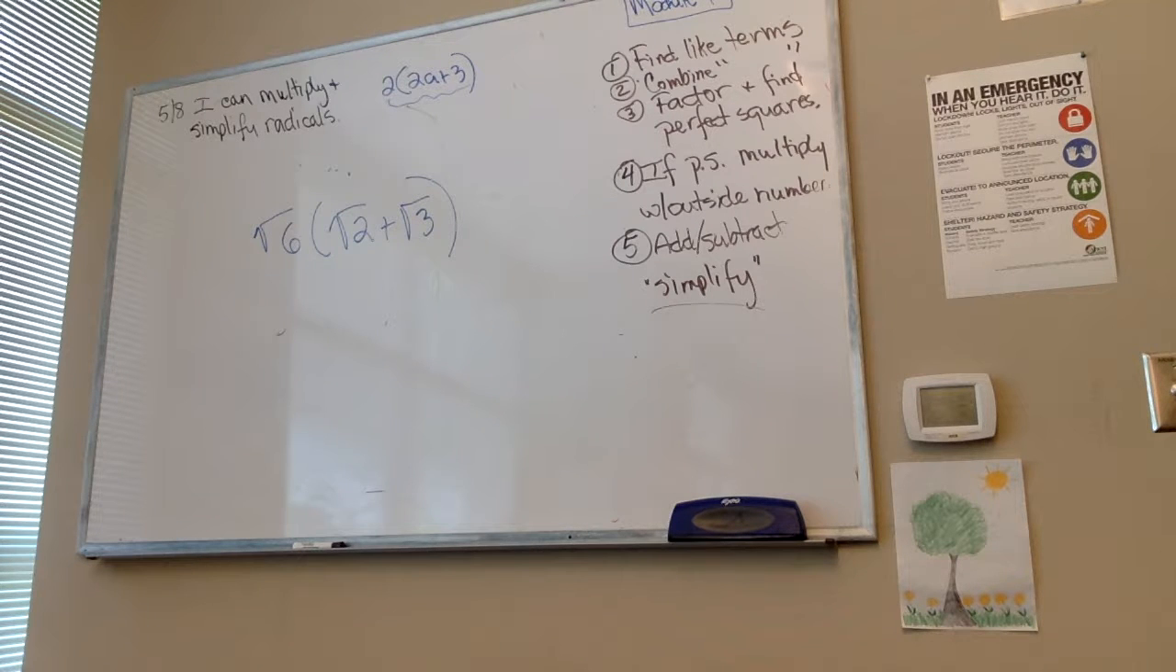Yes. So how do you get started? Yes. Good. So what's the next step? You're not like terms, so you can't add them. So you need to factor. You need to simplify the radicals.